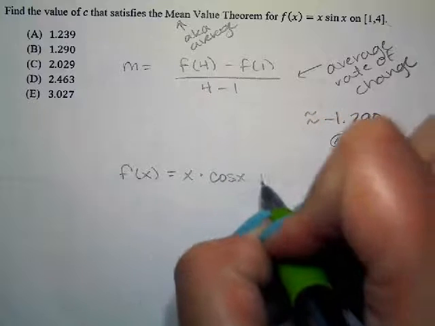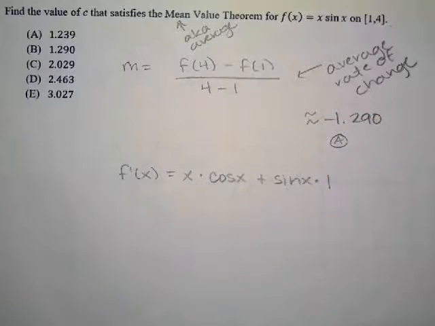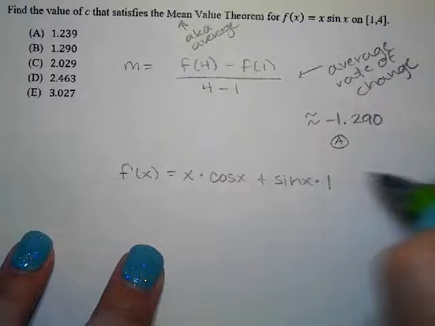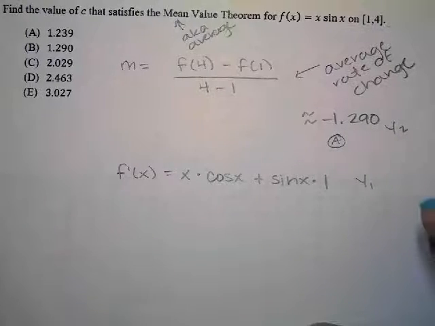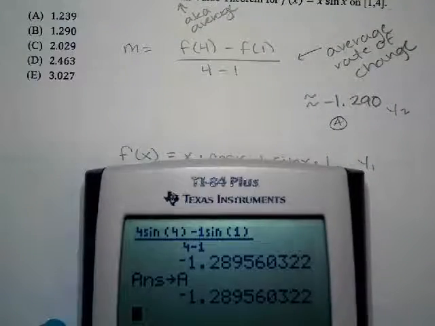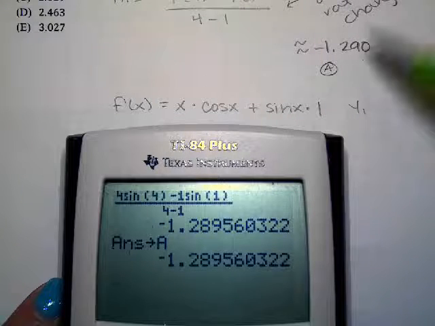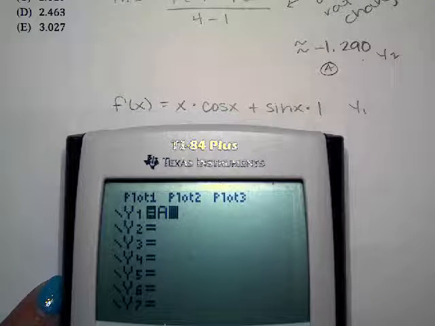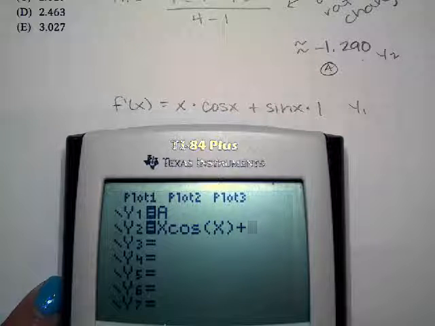What I'm going to do with a calculator so my life is easy is graph this as y1 and this as y2, and see where those two things cross. I stored my slope, my average rate of change, as A, so there's my y1, I did it backwards, but it's okay, and then my y2. They told us to do the interval from 1 to 4.